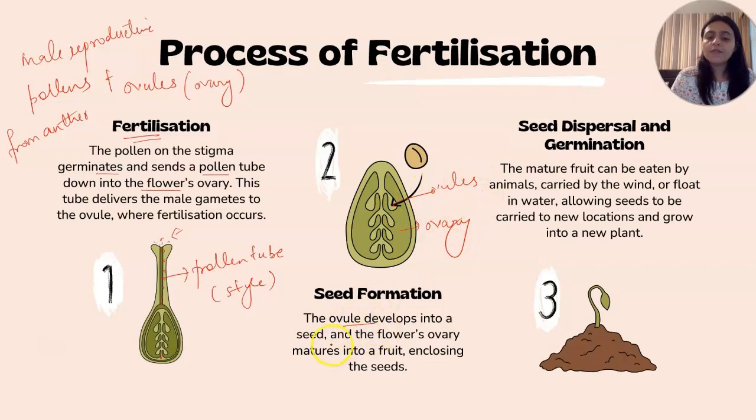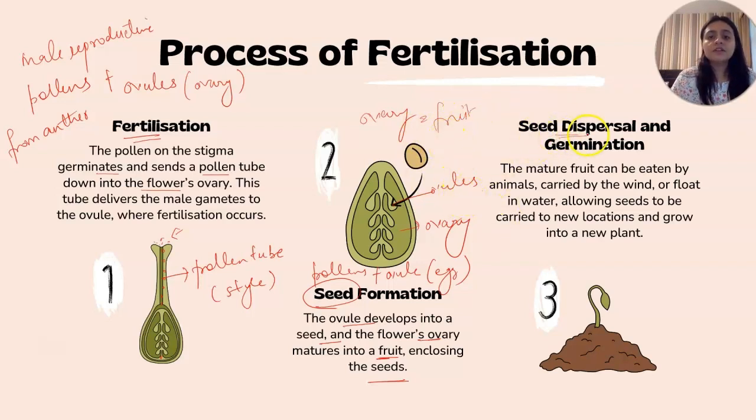These ovules develop into the seeds. Once the pollens get fused with the ovule present inside the ovary, which is the egg, it turns into the seed. Seed is formed. And this whole ovary turns into the fruit, enclosing the seeds inside. The ovary has been changed into the fruit, and the fruit has the seed inside it.